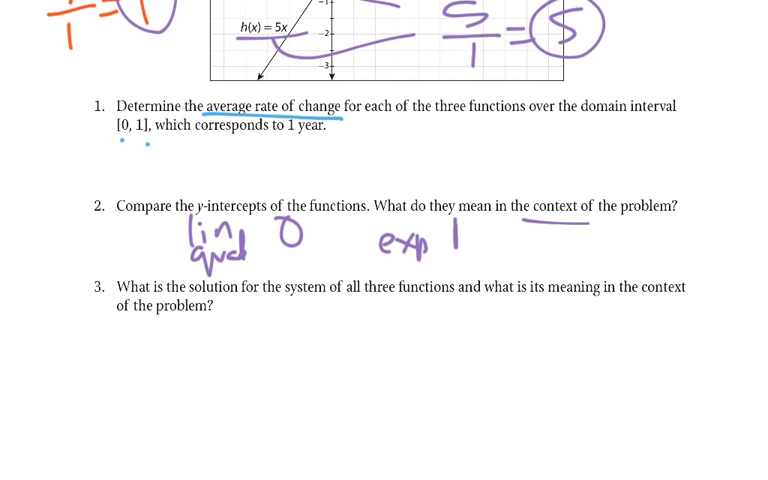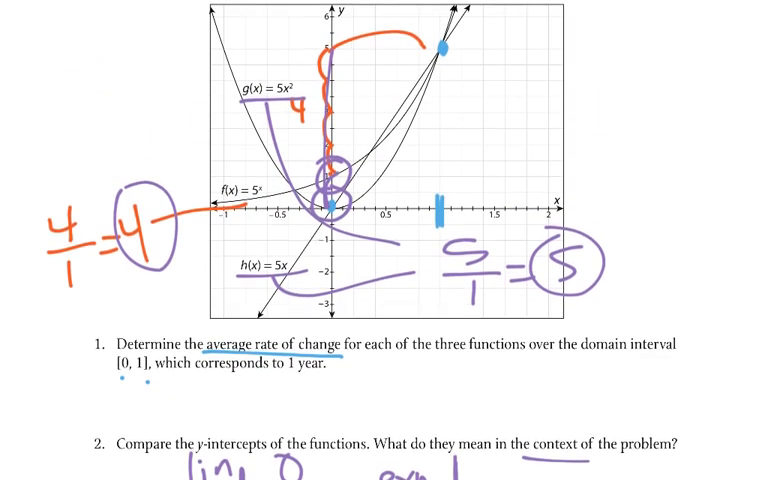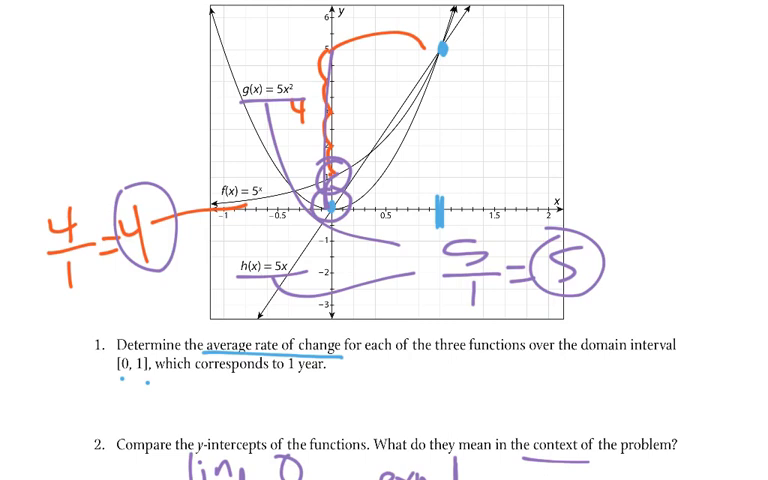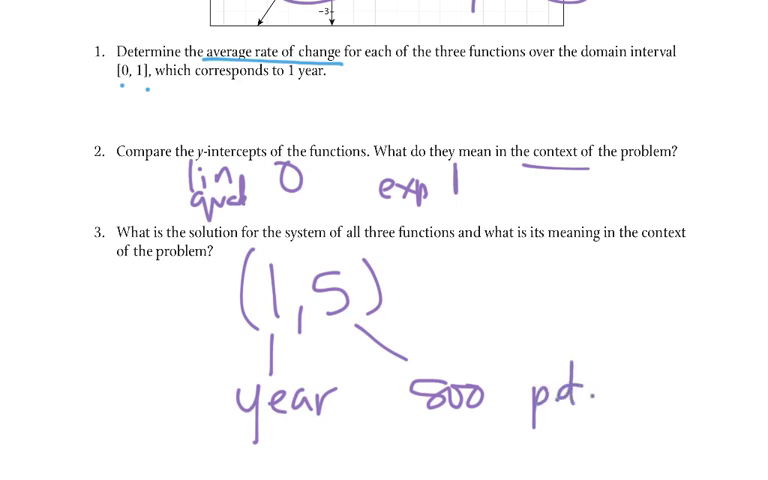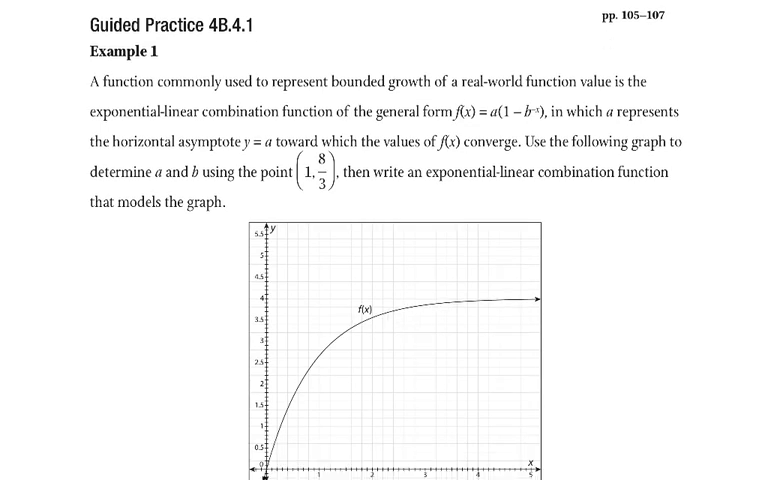It says, what is the solution for the system of all three functions, and what is the meaning in the context of the problem? So the solution, remember, is where they all intersect. So they all intersect right here at 1, 5. Okay, and what does that mean? It means after 1 year, we have 500 prairie dogs. Okay, there's the warm-up.